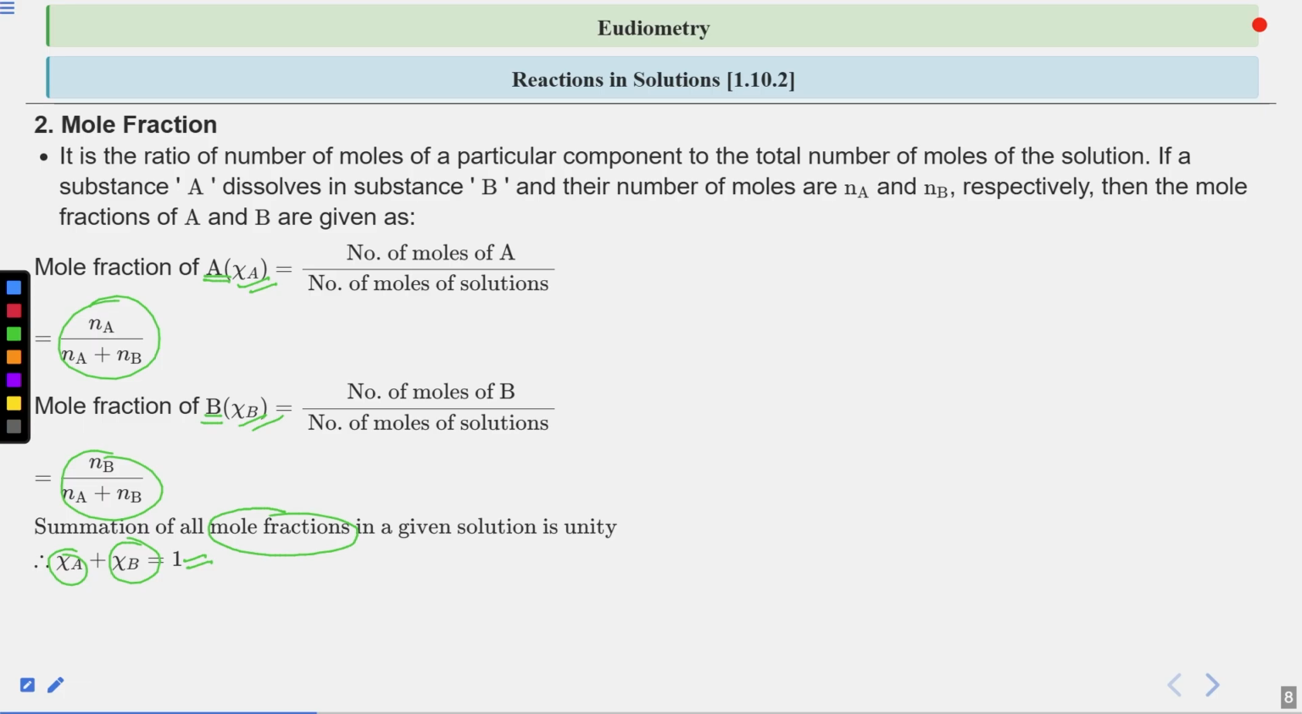Again, I am repeating it. The addition of the mole fractions of all the components in a given solution is equal to 1.